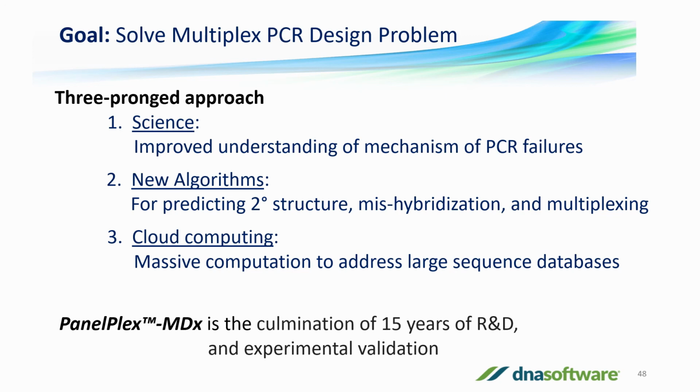We look at the science of the problem. We investigate the causes of failures of PCR and implement those understandings into our software. Further, we develop new algorithms for predicting the secondary structure that competes with primer hybridization, for calculating off-target mishybridization reactions that lead to false positives and false negatives, as we'll see, and also accounting for this multiplexing effect I talked about in the last slide.